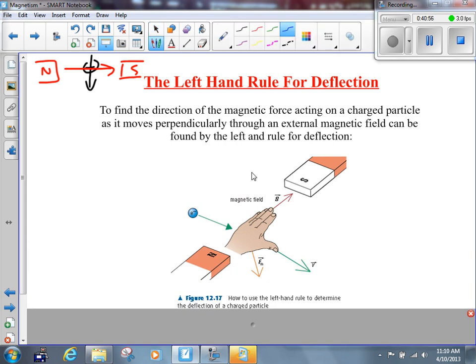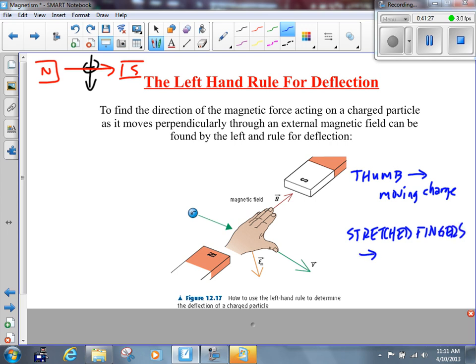When you write this down, you don't necessarily need to draw the diagram. In the end, what you need to do is understand how this hand rule works. I'll write a little summary here. The thumb is going to point in the direction of the moving charge, just the same as it did with the wire grasp rule. My stretched out fingers, not my bent fingers, are going to point in the direction of the external magnetic field.